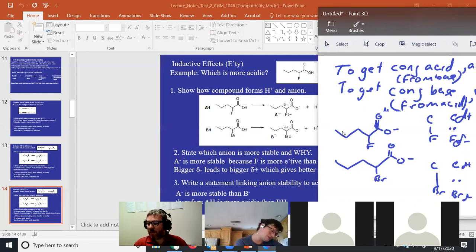So in this instance, the anion stability is going to be related to how big the delta plus charge is in each instance. So in the case of the one with the F, the delta plus is bigger, which produces a greater charge stabilization on the O negative. That makes the anion more stable. And since the A minus anion is more stable, it means the AH compound, the initial compound, is more acidic. Does anybody have any questions?